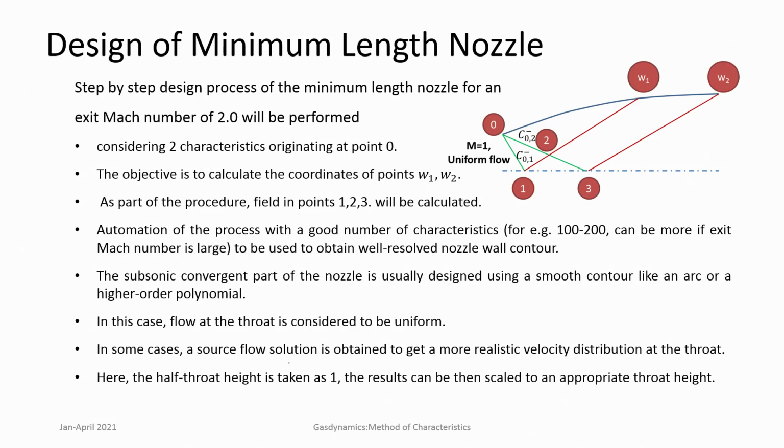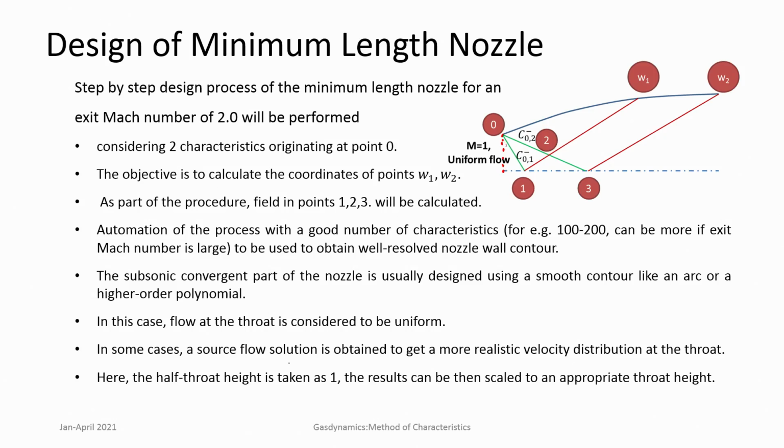Now let us apply this process to the design of a minimum length nozzle for Mach 2. We will just consider 2 characteristics, because you can see that for just these 2 we have 1, 2, 3, 4, 5 points that need to be evaluated, also the properties at point 0, which is the originating point. We have uniform Mach 1 flow at section 0. Sometimes this is not always true. You may have certain non-uniform flow present, but the flow is supersonic.